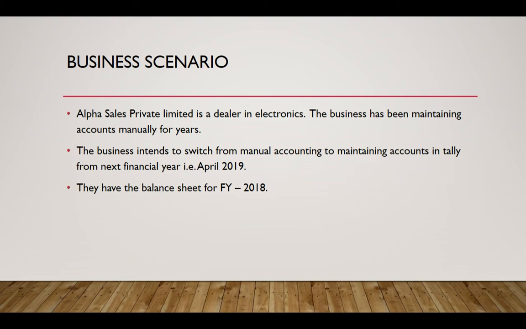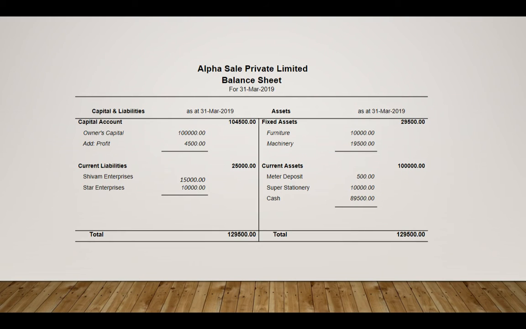Since they are moving from manual accounting to computerized accounting, they will need some information from previous year books to be recorded in Tally. So what is that information? The information that they will need will be available in the balance sheet from the previous year. So here is the balance sheet.